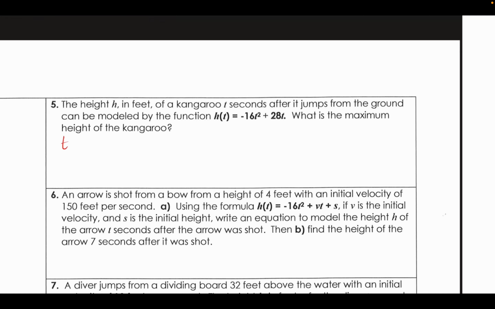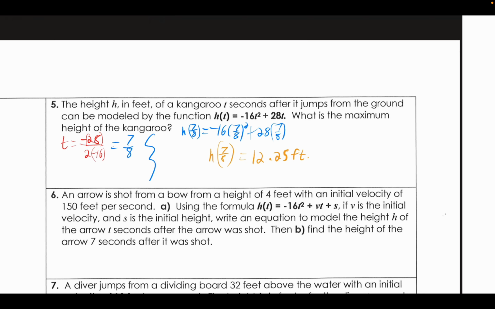So t equals negative of 28 over 2 times negative 16, which ends up being 7 over 8 after you reduce. And so then we plug this in, and h of 7 over 8 equals negative 16 times 7 over 8 quantity squared plus 28 times 7 over 8. This ends up telling us that h of 7 over 8 is equal to 12.25 feet. That'd be kind of crazy to see a kangaroo jump 12,000 feet. Still kind of crazy to think it can jump 12.25 feet.